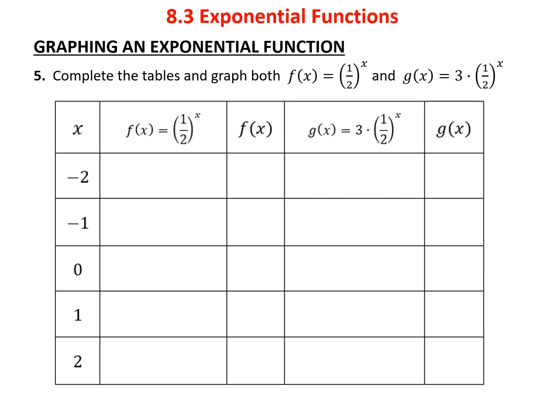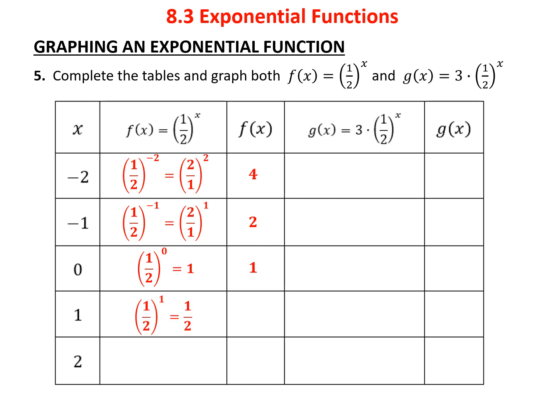All right, so let's start with f of x. We need to evaluate it first. 1/2 to the -2 means, again, the negative exponent, take the reciprocal, becomes 2 over 1, and change the exponent to positive. So I end up with 2 squared, or 4. When x is -1, the reciprocal is 2 over 1 to the positive 1, so that's 2. When x is 0, any number to the 0 power is simply 1.